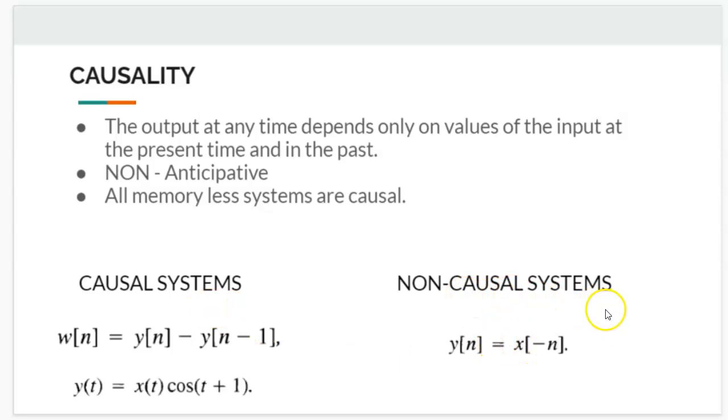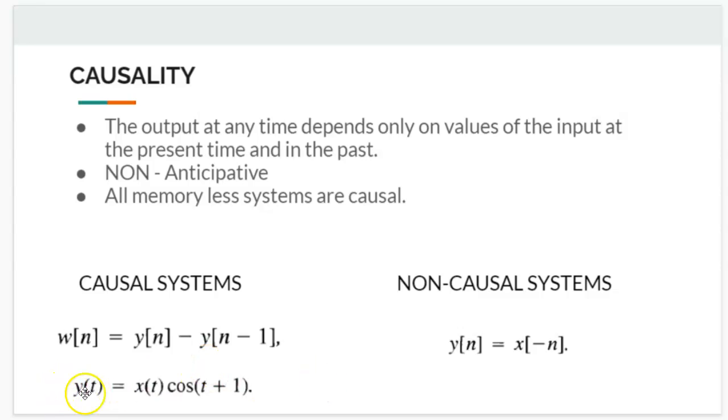It's marked under non-causal. It's because you have to look at all inputs, not just the ones that seem to be positive. If you give a negative n, let's say n is minus 5, then y of minus 5 is equal to x of 5, which means that to decide the output, you need to know the future inputs. If n is minus 5, you need to know the value of x of 5 to decide the value of y of minus 5. So it's obviously non-causal. It's anticipative, so it's not causal.